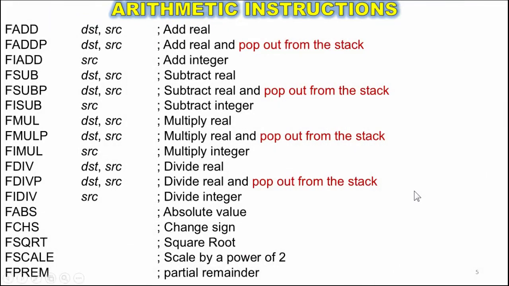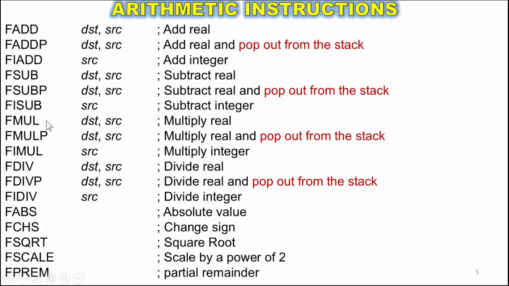The next category is arithmetic instructions. Under this, the following are the instructions for arithmetic computations, such as FADD destination source. It will calculate the sum of the value of the destination and source, and it will store the sum to the specified destination. FSUB destination source will subtract the value of the source from the value of the destination, and store the difference to the specified destination.